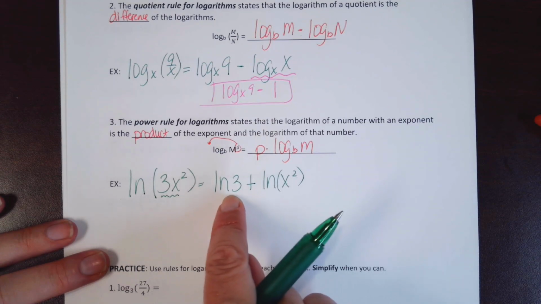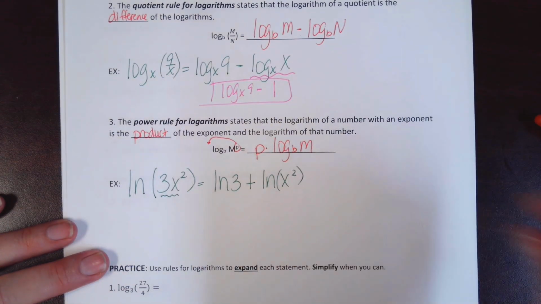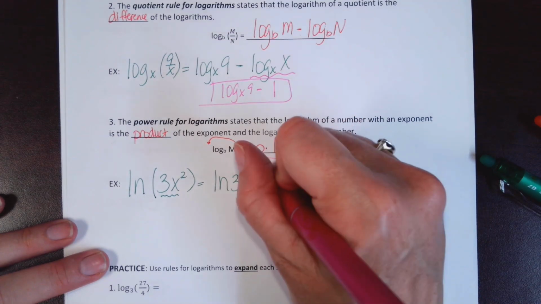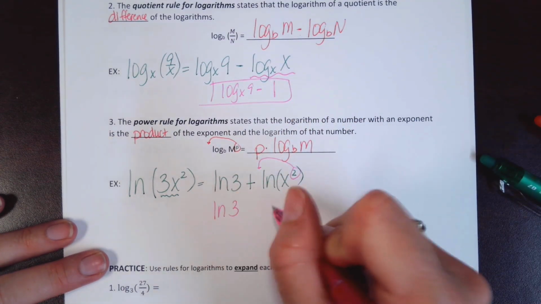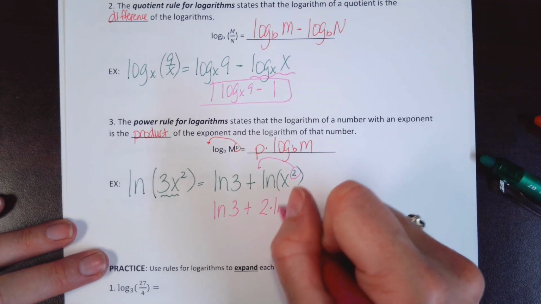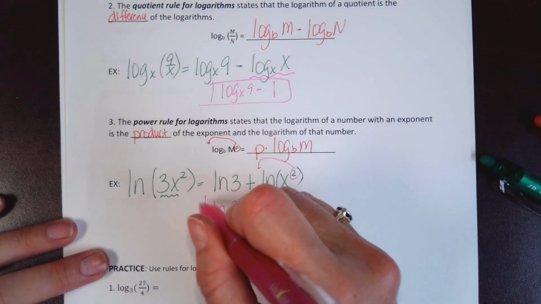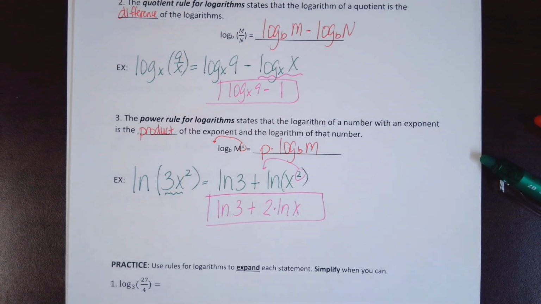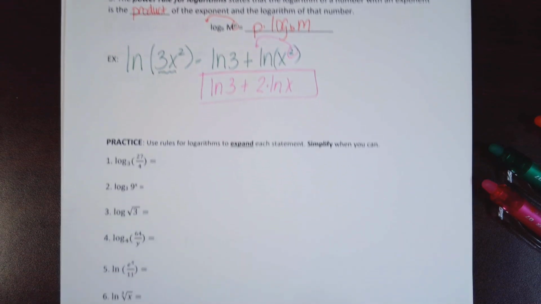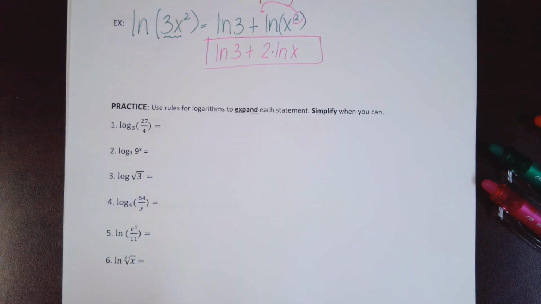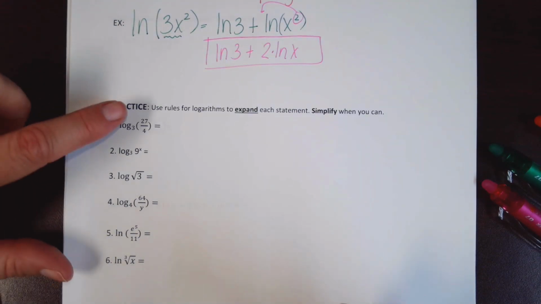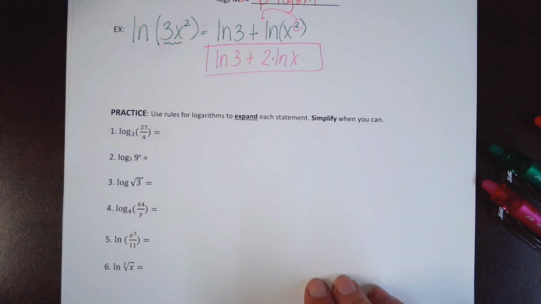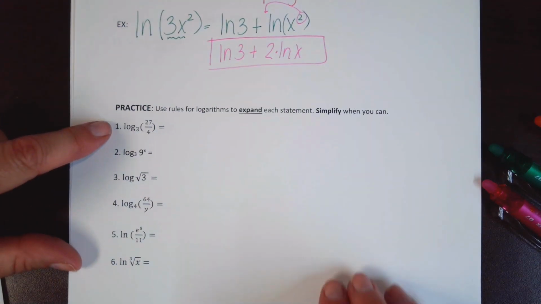Now for this one, there's not anything I can do here. This, I can apply that power rule, and I can pull that 2 out front. So natural log 3 doesn't change. This becomes 2 times natural log x. And you know what? There's nothing I can simplify there. Sometimes I won't be able to simplify. I'm just expanding. Now these rules that we did expansions with work in the opposite direction to condense. But first let's practice expanding. We've got 6 problems here that we're going to expand. We're going to simplify whenever we can. And then we will turn that around and do some condensing with our logarithms.